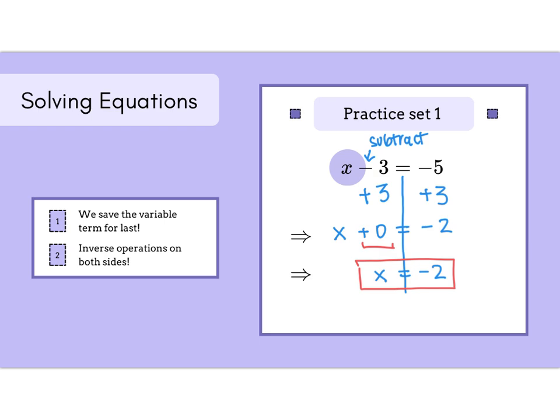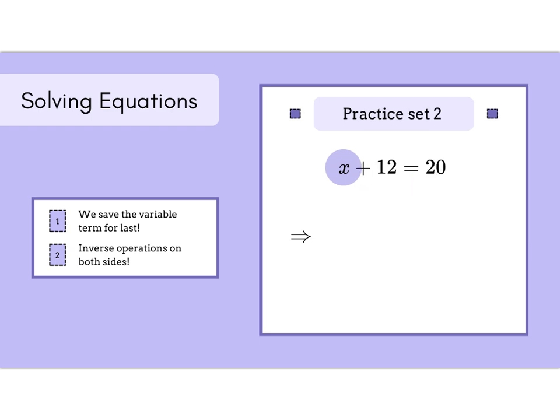Okay, let's look at example 2. So first, let me identify my variable, which is x. I have it marked already. And then we see addition in the problem. So since this 12 is being added, we need to do its inverse operation of addition, which is subtraction. So I'm going to draw my line first, and then I'm going to subtract 12 from the left side, and whatever I have to do to the left, I must also do to the right side. So I'm going to subtract 12.